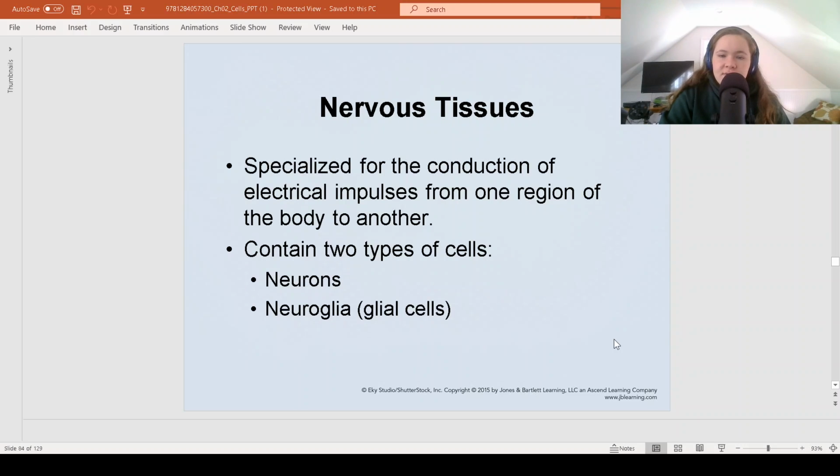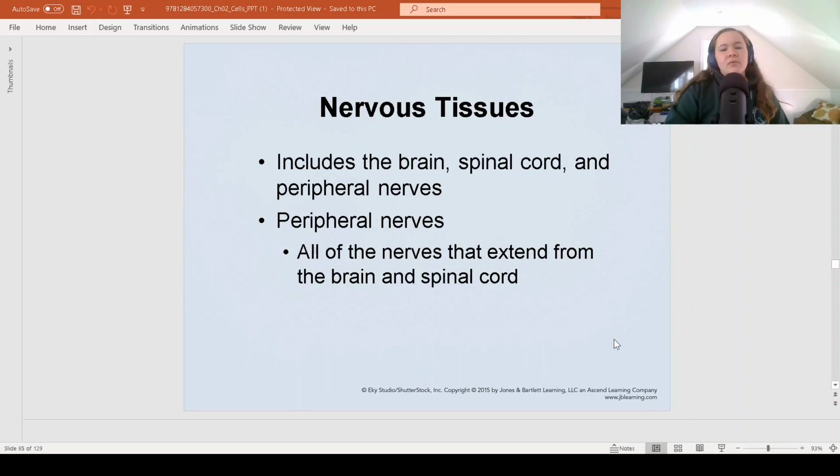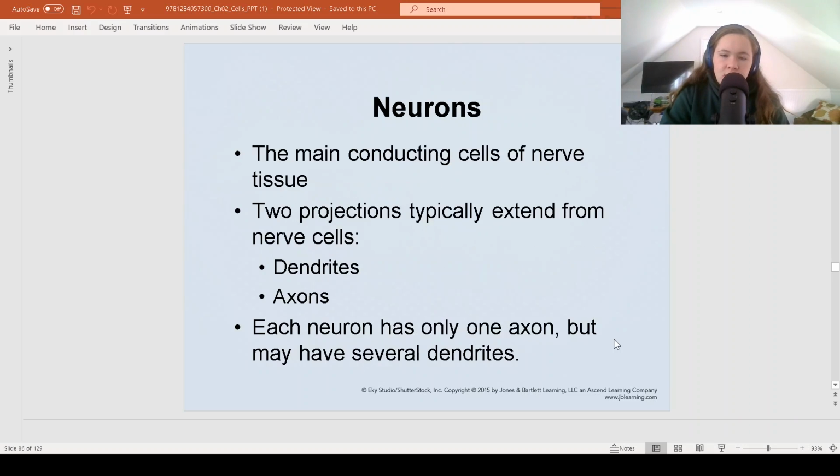Nervous tissue is specialized for the conduction of electrical impulses from one region of the body to the other. This contains two types of cells: neurons and neuroglia, which are glial cells. Nervous tissue includes the brain, spinal cord, and peripheral nerves. Peripheral nerves are all of the nerves that extend from the brain and the spinal cord.